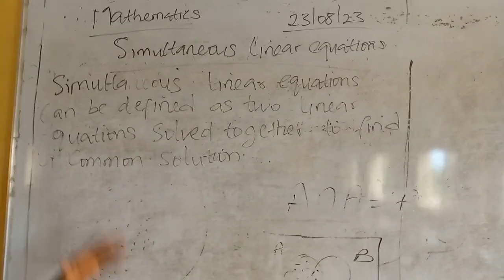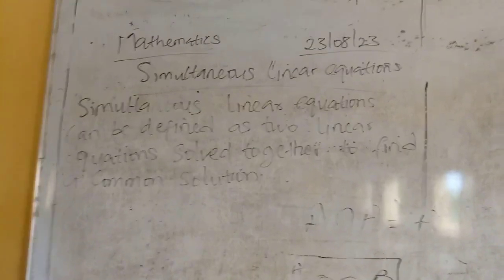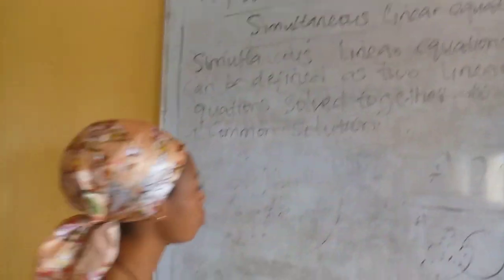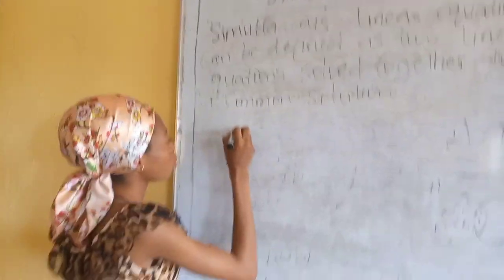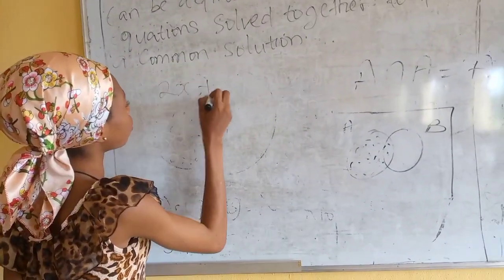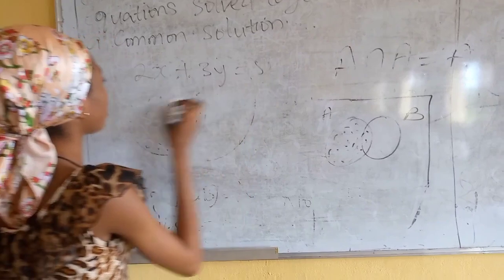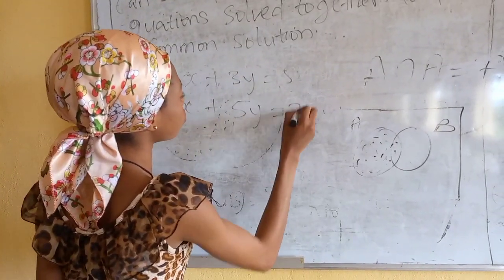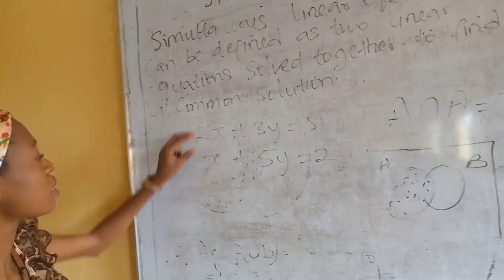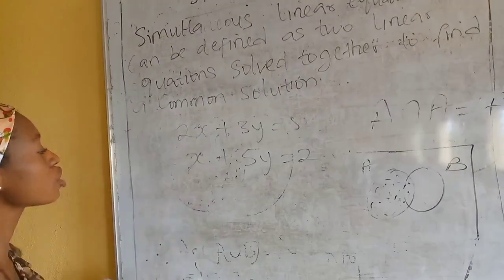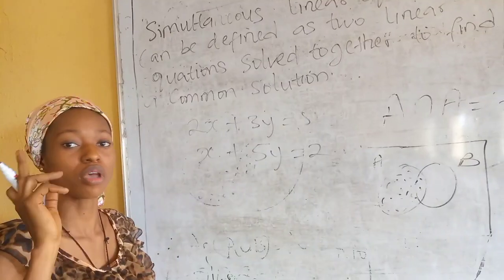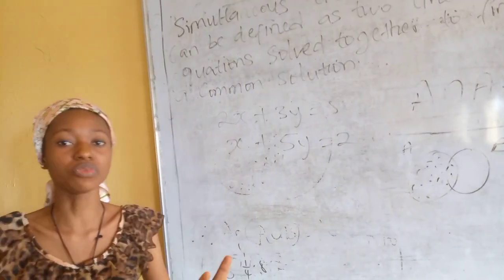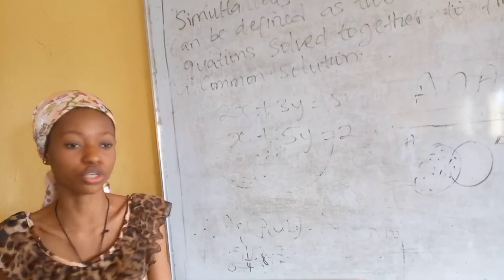When we say that simultaneous linear equations are two linear equations solved together to find a common solution, let's assume that we have the linear equations 2x plus 3y equal to 5 and x plus 5y equal to 2. This is a linear equation, this is a linear equation. These two linear equations form a pair, and when we solve them together, we call it simultaneous linear equations.